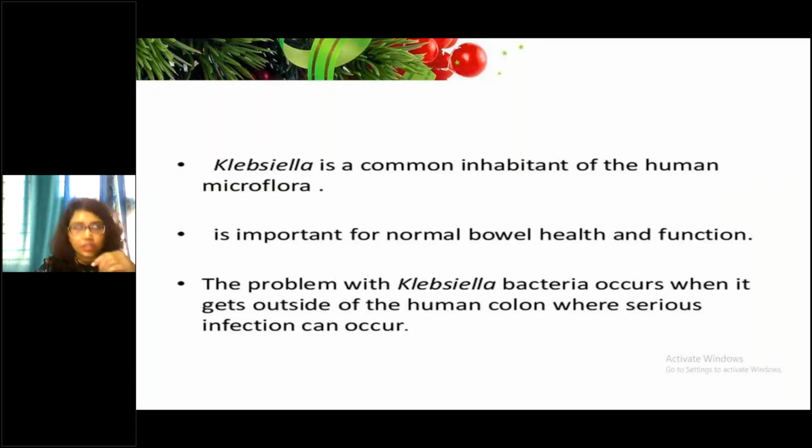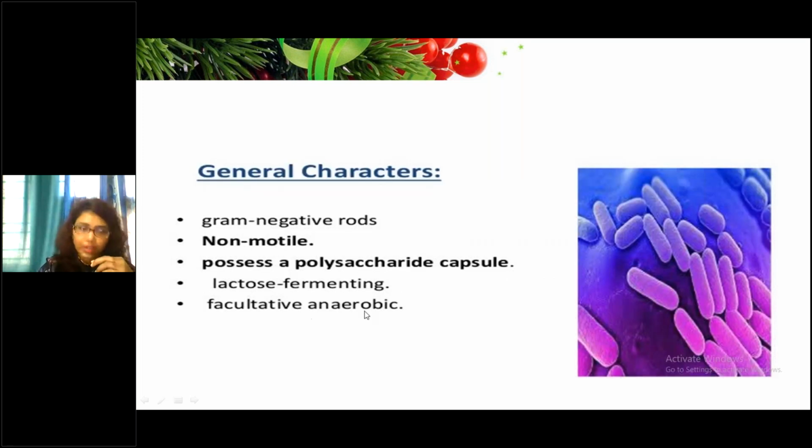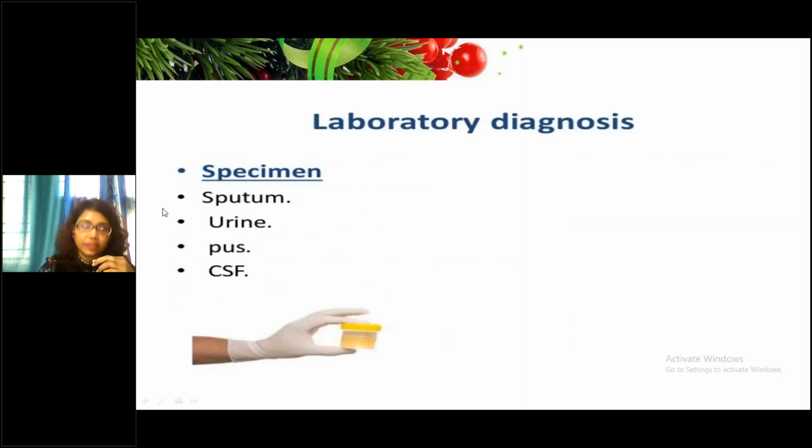Because it is a common inhabitant of the normal microflora, once the patient is in the hospital for a very long time, they can also acquire antibiotic resistance, and outside of the human colon, serious infection can occur. As you already know, they possess a polysaccharide capsule. These are lactose fermenting facultative anaerobes, and different specimens can be collected depending on the particular disease, like sputum or urine or pus or CSF or even blood. Suppose it is a bloodstream infection, you have to collect blood.